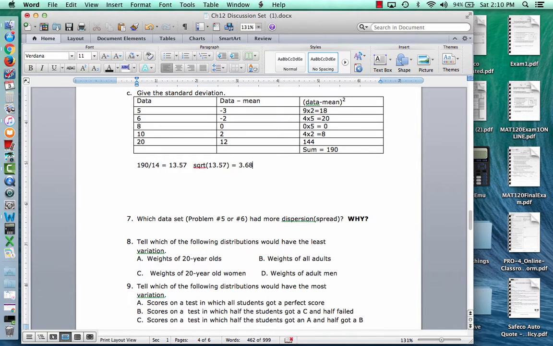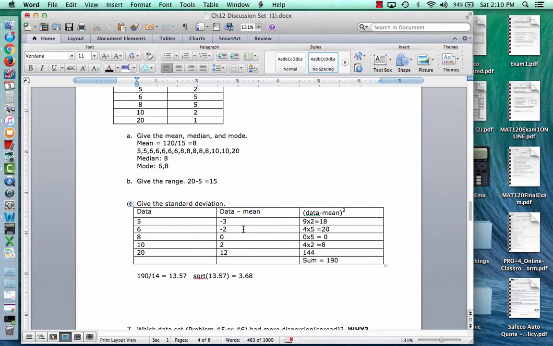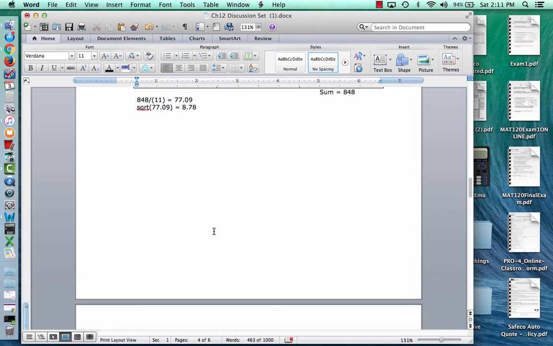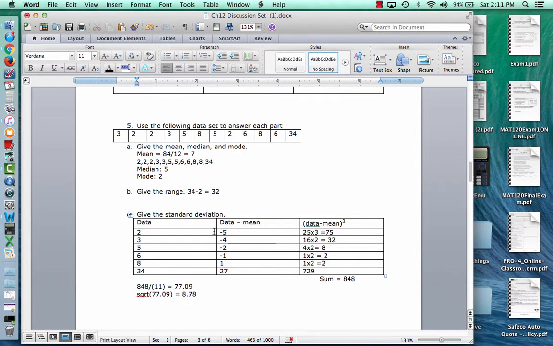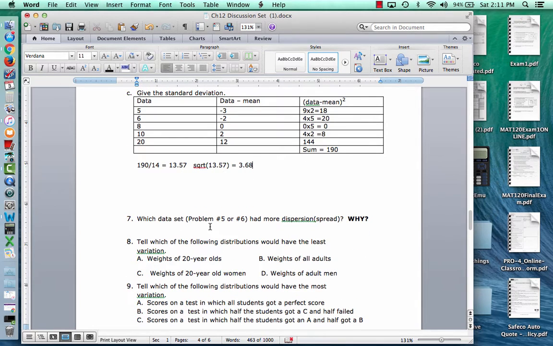Number 7 says, which data set, problem 5 or 6, had more dispersion or spread? Well, dispersion or spread is measured by the standard deviation and range. So the standard deviation is 3.68 and the range is 15 for 6. And the standard deviation is 8.78 and the range is 32 for 5. So problem number 5 has a larger spread, because the range and standard deviation are larger.